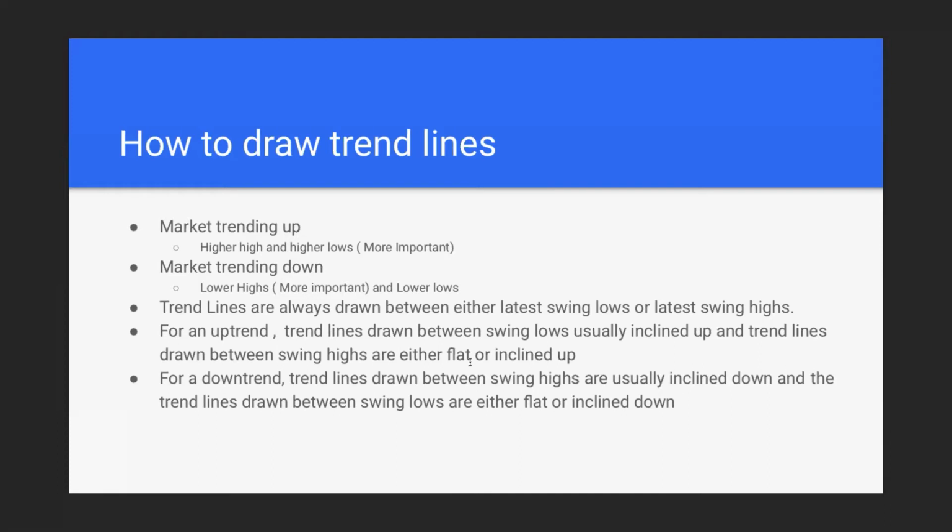So that means your trend line is declining. That means it is sloping down. That's what you'll see. So trend lines are always drawn between either the latest swing highs or swing lows. This is very, very critical, guys. You should not draw trend lines between some high and some low, or some two different highs. It needs to be a swing high.